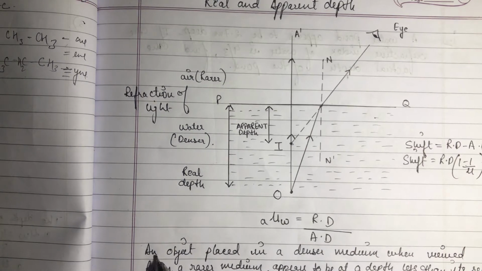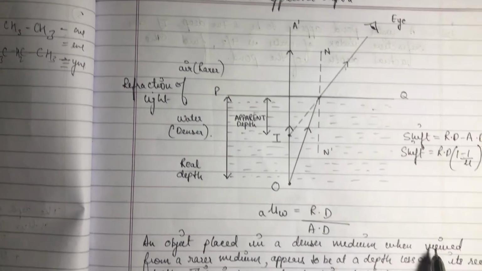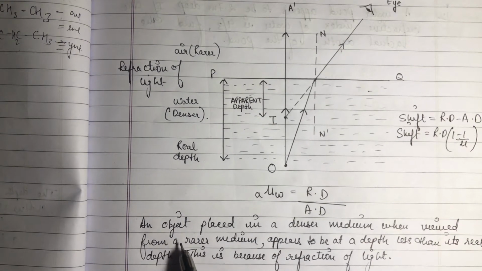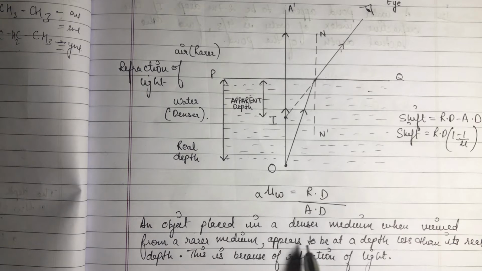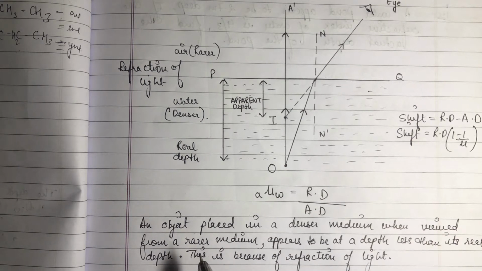You can see an object placed in a denser medium, when viewed from a rarer medium, appears to be at a depth less than its real depth. This is because of refraction of light, which I have explained to you. Now one more thing we'll talk about, that is shift.